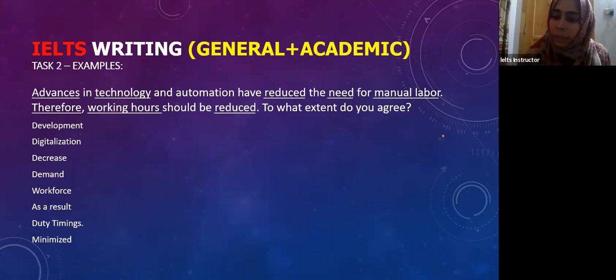Okay, and one example of that is this. Development in digitalization and automation have decreased the demand for workforce. As a result, the duty timings should be minimized. To what extent do you agree? Okay, now I have used the synonym words I have mentioned here, and the message is the same, but only my choice of words is different. Okay, I hope you understand.